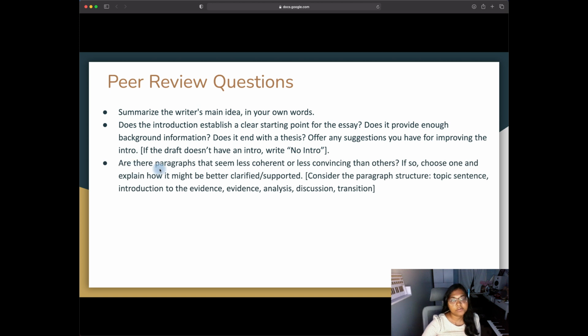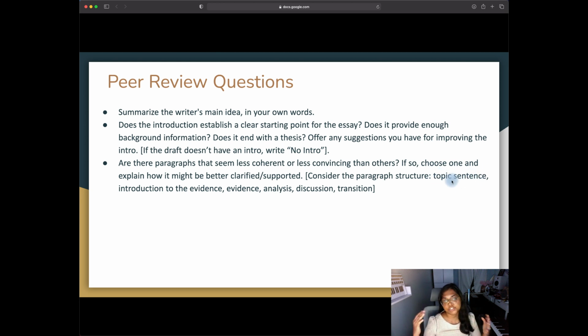Next, are there paragraphs that seem less coherent or less convincing than others? If so, choose one and explain how it might be better clarified or supported. When you're looking at specific paragraphs, you can consider the paragraph structure, which includes the topic sentence, introduction to the evidence, evidence analysis, discussion, and transition, which I discussed in more detail in my lecture video on essay formatting. You especially want to look out for the topic sentence.